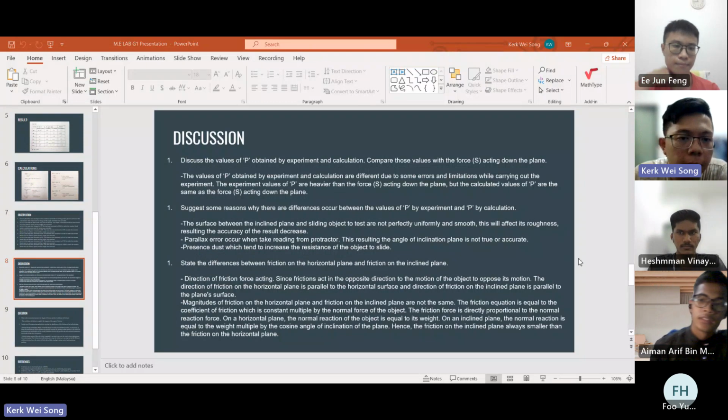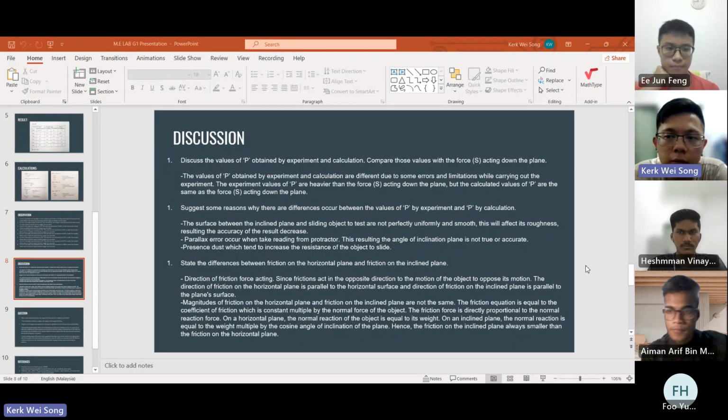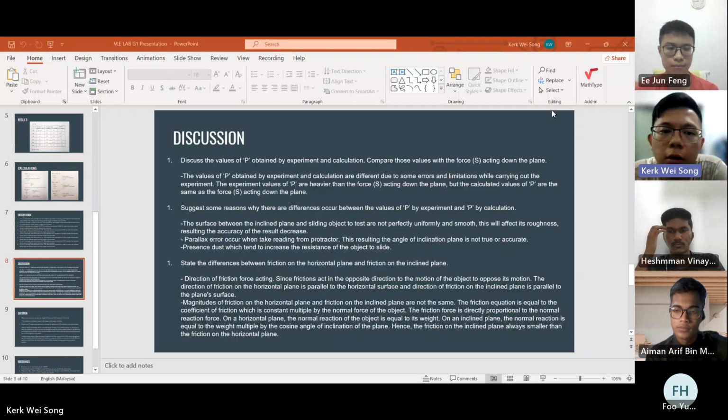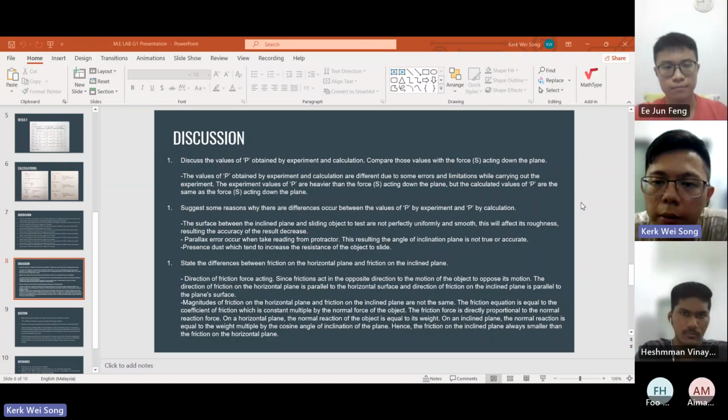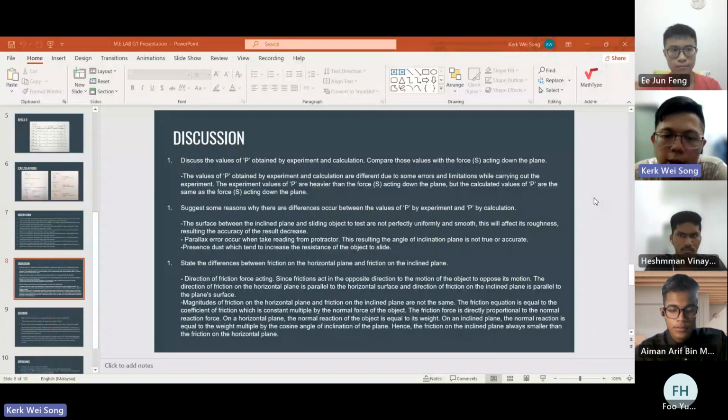So now is my part. For the discussion, the first question is to discuss the value of P obtained by experiment and calculations, and compare those values with the force S acting down the plane. Because it is an experiment, the result will be different from the calculation, due to some errors and limitations while carrying out the experiment.